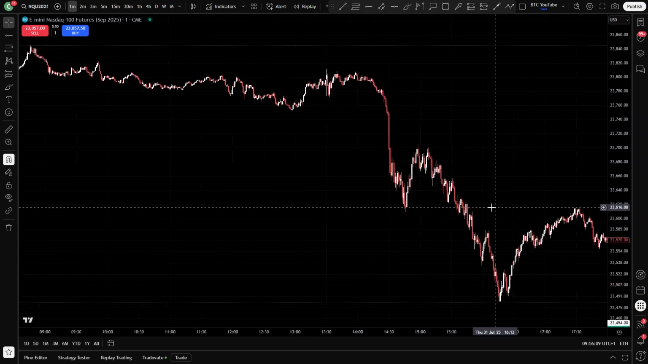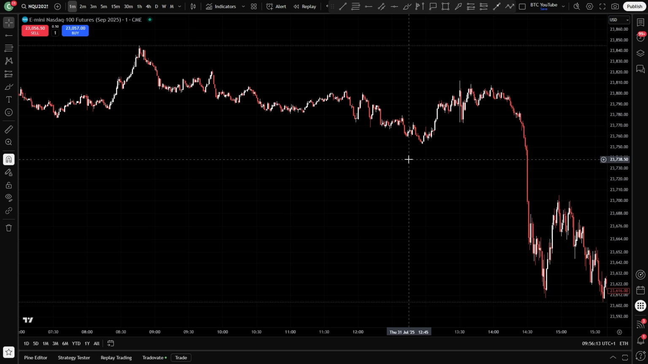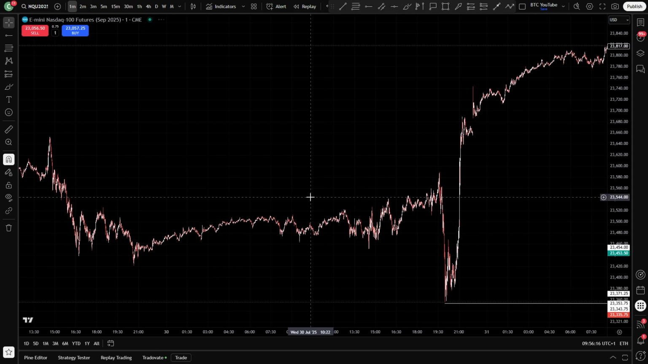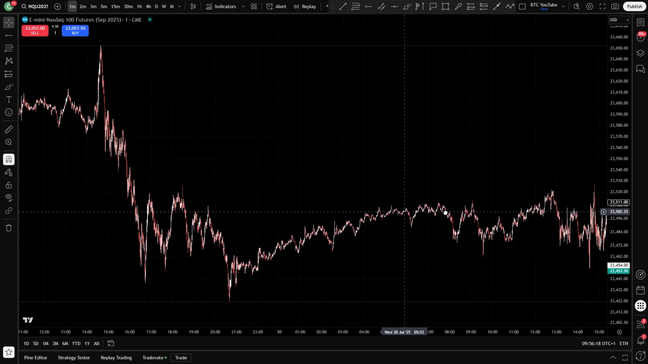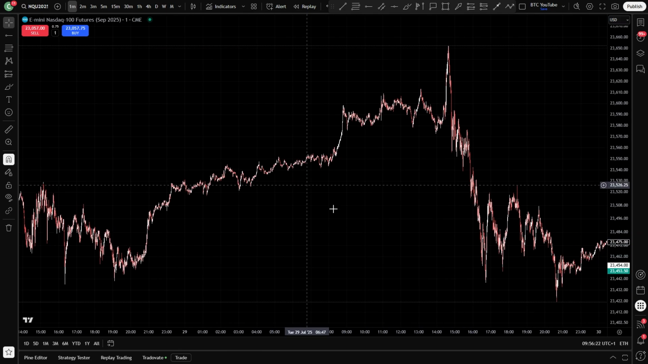Was there one up here? I think this day was a bit of a weird one. Didn't really get any entries on this drop here that we saw for this open. But you can see these V-shapes happen all the time. Massive V-shape here that went to all-time highs. I think there was another trade back here somewhere that would have worked as well.